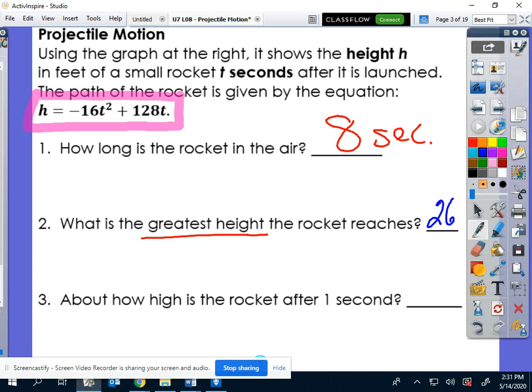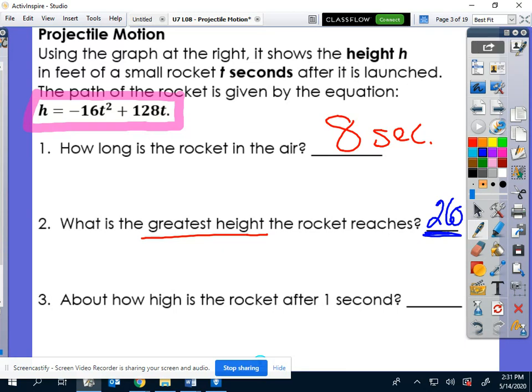This keeps popping out. 260 feet. Come on, disappear for me. It won't stay away. But anyway, we're looking at 260 feet as our highest, our greatest height.